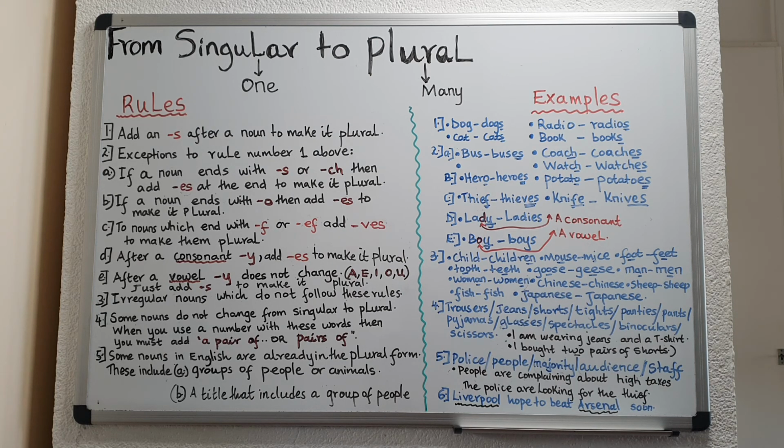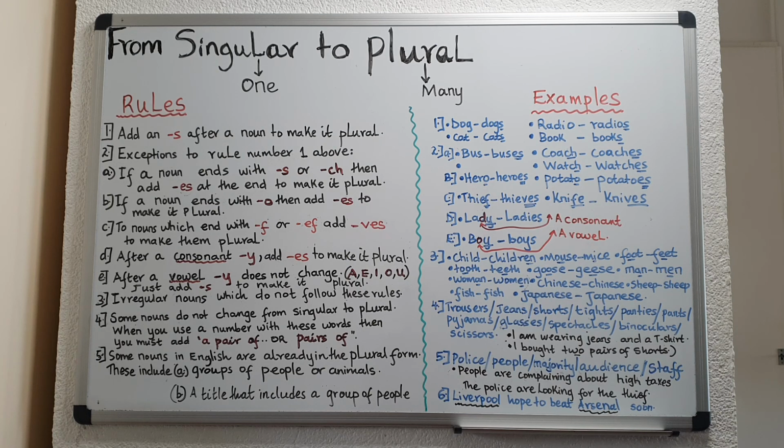Let's look at example 5. These words include police, people, majority, audience, staff. These words are already in the plural form. For example, you can say, people are complaining about high taxes. Now, people there is plural. It means many people. It means a group of people. Then look at the next example. The police are looking for the thief. Now, the police is already plural, so you don't need to change it, okay? These words are already in plural.